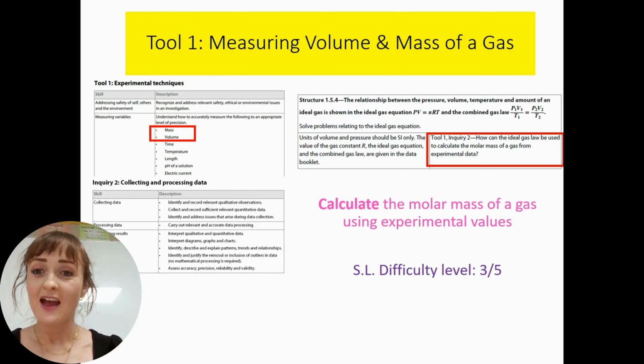Welcome to Curium. As part of Tool 1, you are expected to be able to measure the mass and volume of a gas and then use that data to calculate its molar mass. Note that this concept could come up in paper 1A or paper 2, but the experimental aspect is particularly likely to come up in paper 1B.